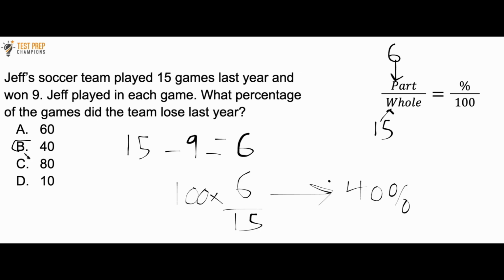So if you picked answer choice A, don't feel bad by any means since we're just practicing right now. We don't care if you got this right or wrong. It's all about the learning and the practice for right now. But if you picked answer choice A, most likely what you did was you did 9 divided by 15 times 100. So just note here that what we want to do is we want to do 15 minus 9 first because we want to know the number of games that the team lost.